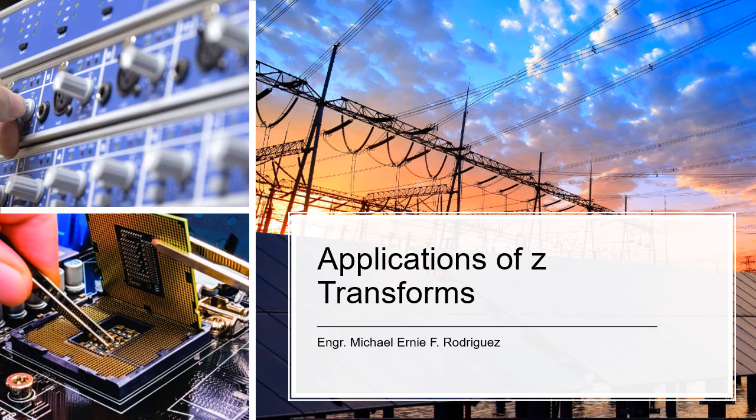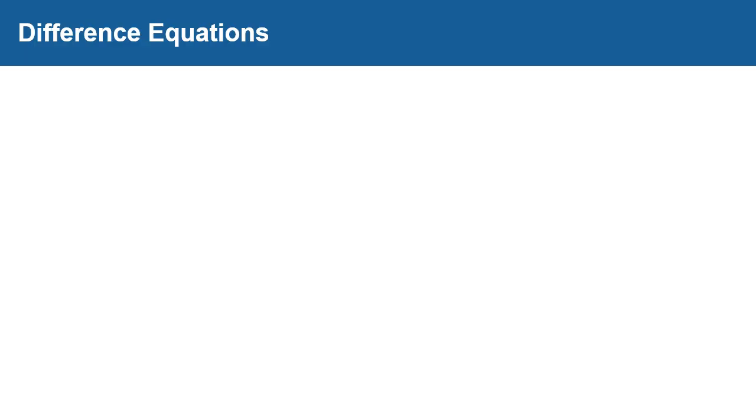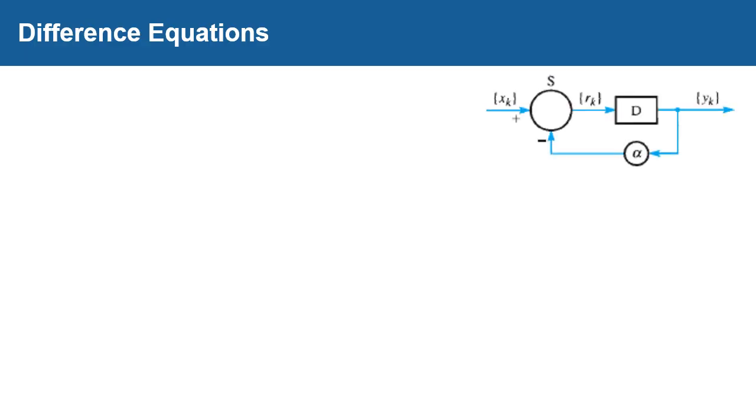Good day everyone. Today we'll discuss the applications of Z transforms. Difference equations. Suppose that a sequence of observations xk is being recorded and we receive observation xk at time step or index k.